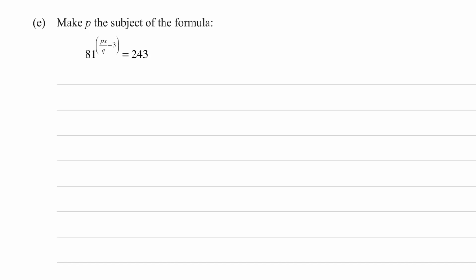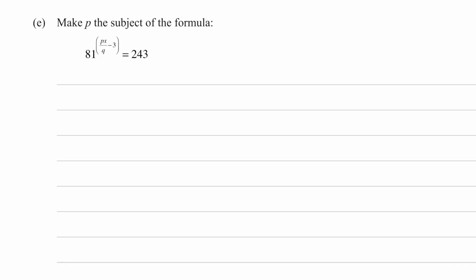So notice we do have a few variables, p, x, and q, but specifically we want p to be the subject, and that just means p equals something. Could be like 4x plus 8 log q, something like that. So p is by itself on one side of the equation. And you'll notice p is in a power, right? 81 to the power of px over q minus 3.